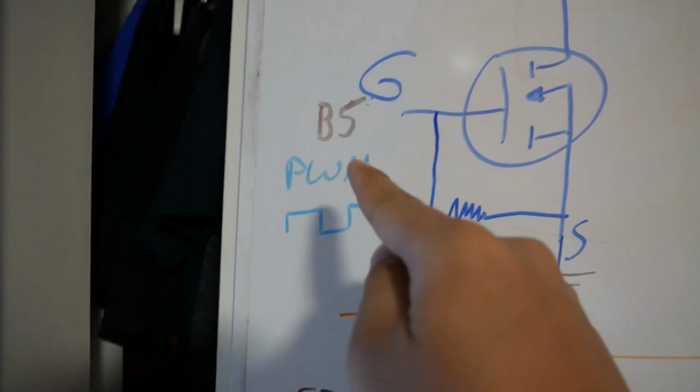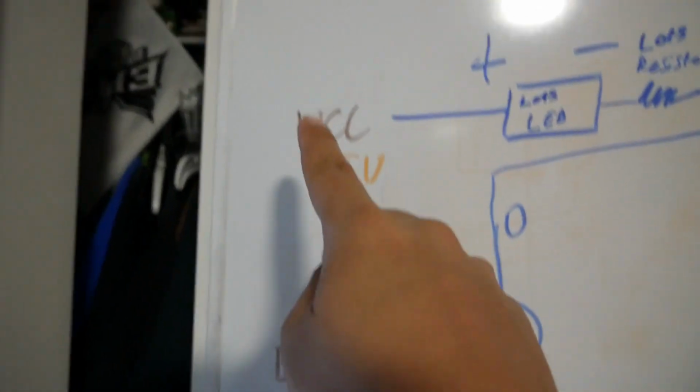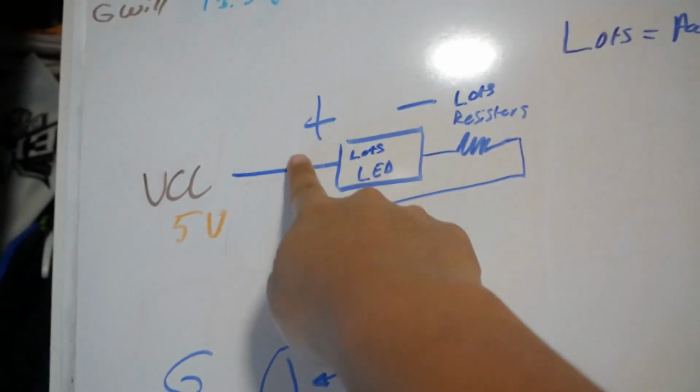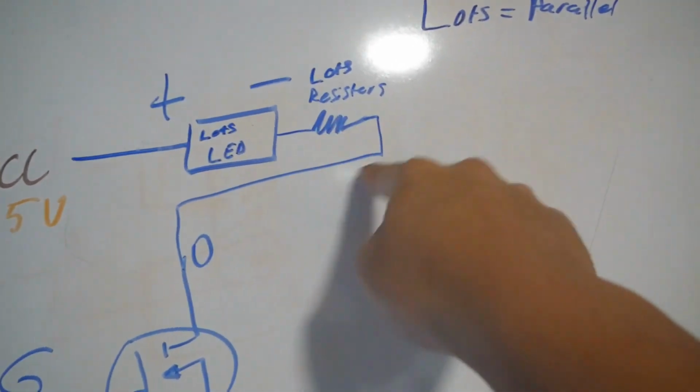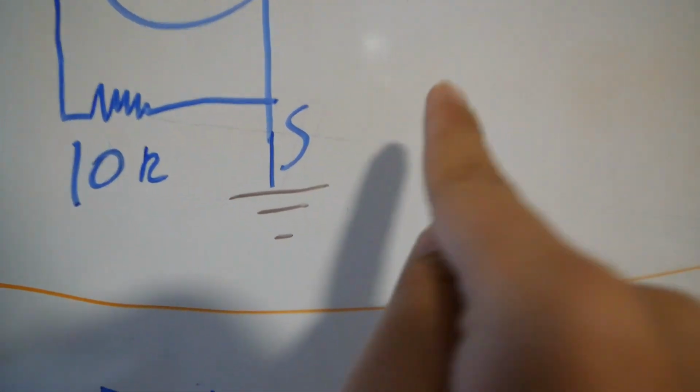A pulse width modulation pin is connected to the gate of the MOSFET, and when voltage is high, it allows current to go from the 5 volt line to pass through the anodes of the LEDs, out the cathode, through the resistor, into the drain of the MOSFET, and out the source where it meets with ground.